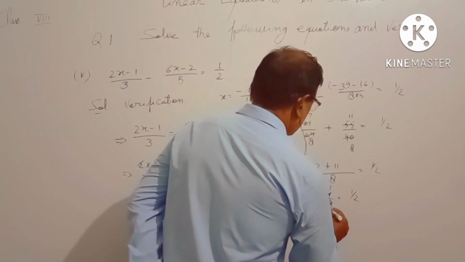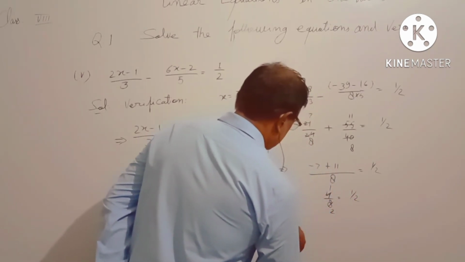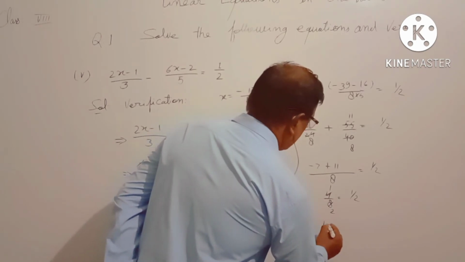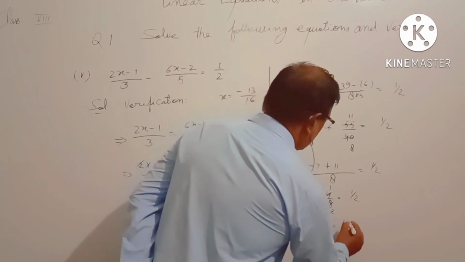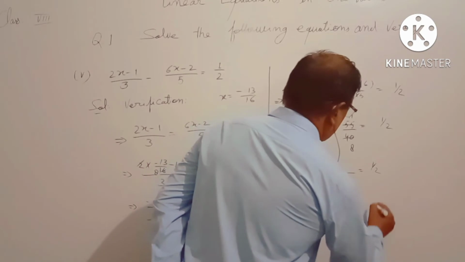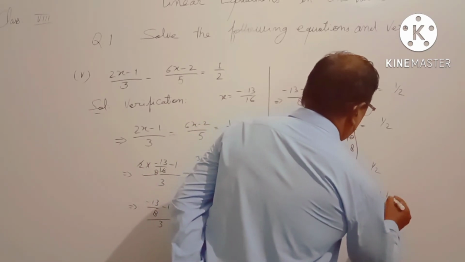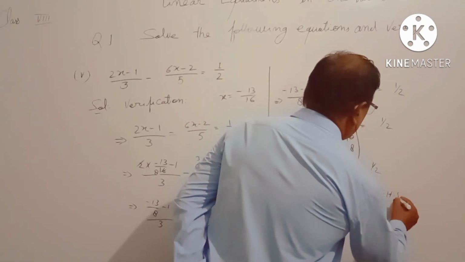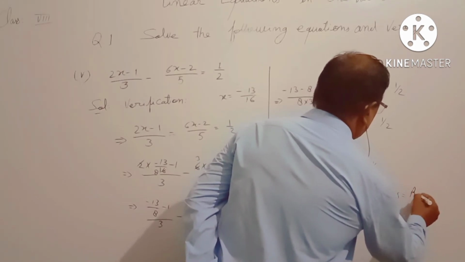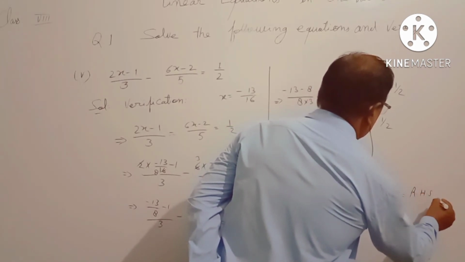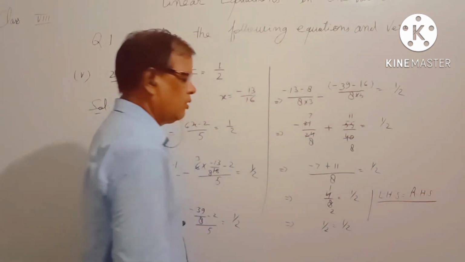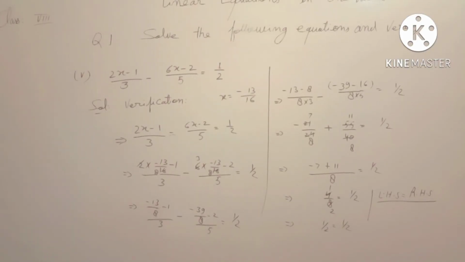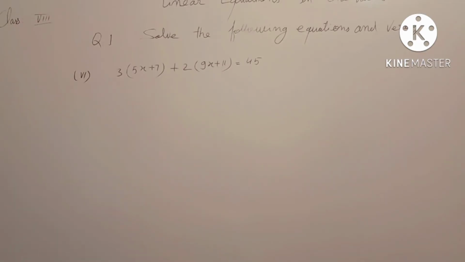4 1 ja 4, 4 2 ja 8. As we see here, 1 by 2 equal to 1 by 2. Or we can say left hand side equal to right hand side. This way we have verified. Now we are going to solve the next question.